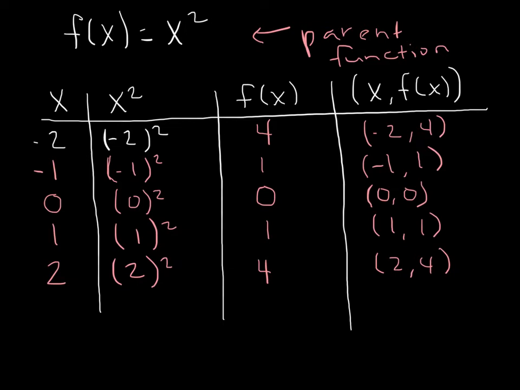I want you to look at this table and see if you notice anything. Are there any patterns that you notice? Take a second and see if there's some patterns you notice. So I notice that in the f of x column, we have a pattern. It goes 4, 1, 0, 1, 4. And we'll notice when we graph this that this is because there's an axis of symmetry where we're going to have 2 congruent halves of our parabola.